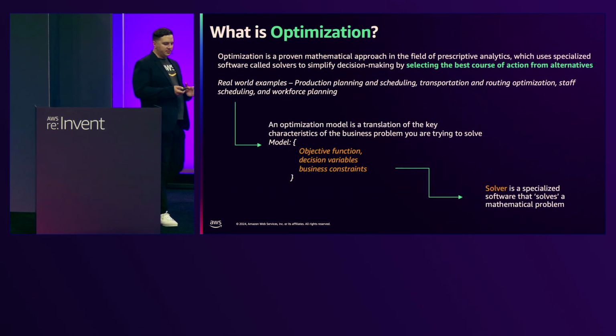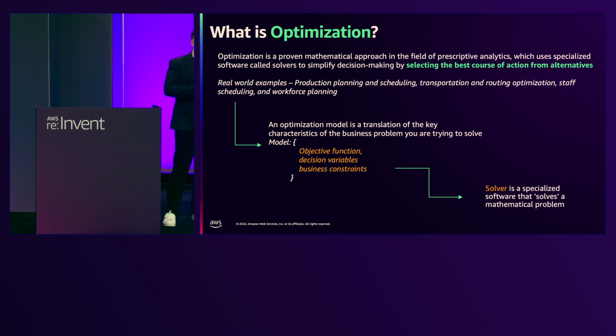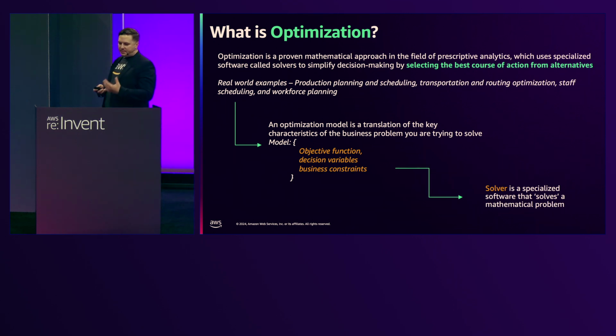So before I go into some of the use cases and examples, let's talk about what is optimization. Optimization offers a powerful solution to these challenges that I just described. It's a proven mathematical approach in the field of prescriptive analytics that uses specialized software called solvers to simplify decision making. So an optimization model translates key business problem characteristics into mathematical terms. These include objective functions, decision variables, and business constraints. And the solver then processes these models to find the optimal solution.